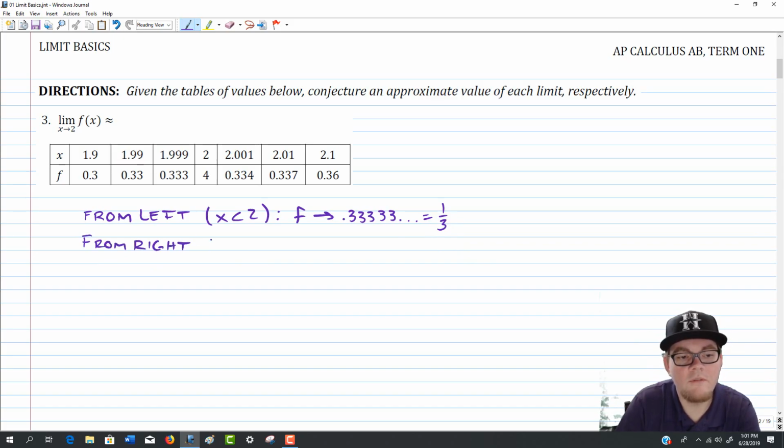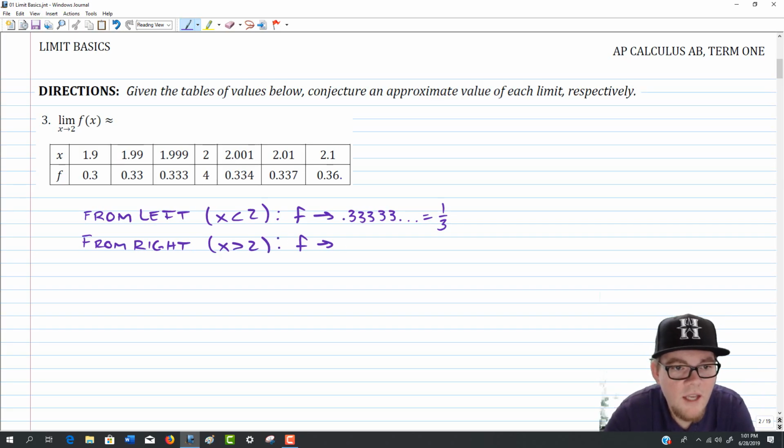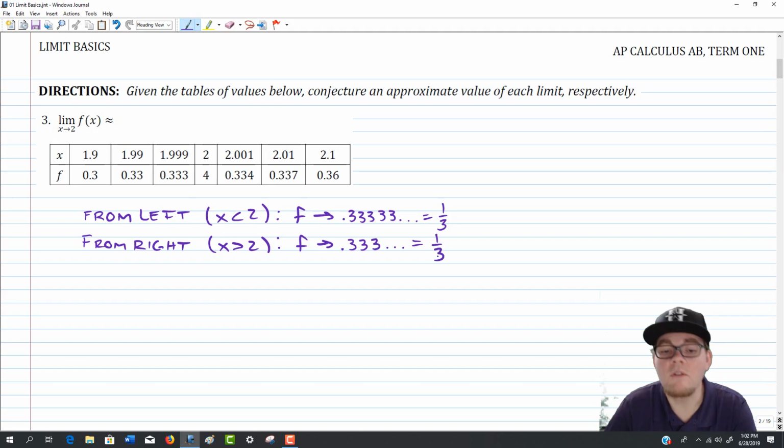in other words, if we look at the values when x is greater than 2, let's see what f is doing as well, or what the y values are doing. So in this case, 0.36, then we get a little closer, we get 0.337, get a little closer, we get 0.334. So again, this isn't perfect, but it sure appears to me like it's reasonable to say that f is approaching 0.333, which means that it also looks like from the right side we're approaching 1/3.